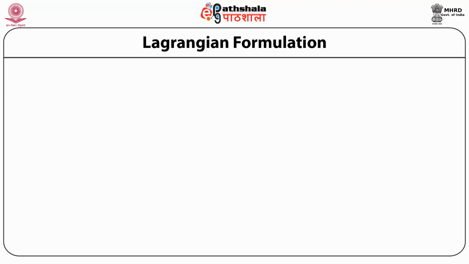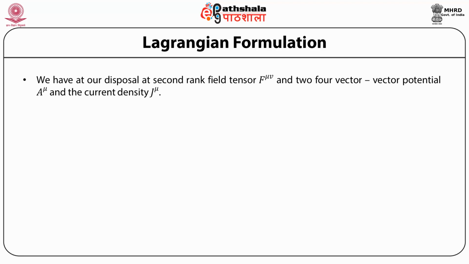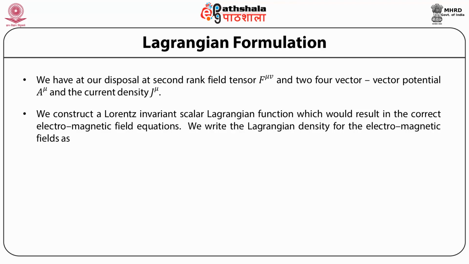We next study the Lagrangian formulation. We have at our disposal the second rank field tensor F_μν, the four-vector potential A_μ and the current density J_μ. We construct a Lorentz invariant scalar Lagrangian function which would result in the correct electromagnetic field equations. We write the Lagrangian density for the electromagnetic fields as L equals −1/4 F_μν F^μν − J^μ A_μ.